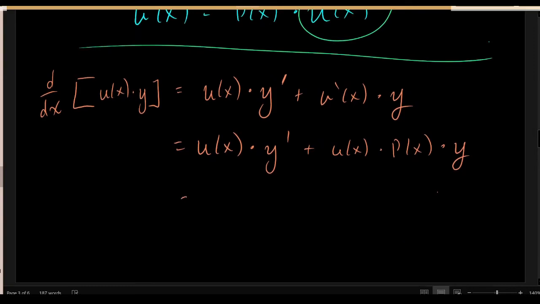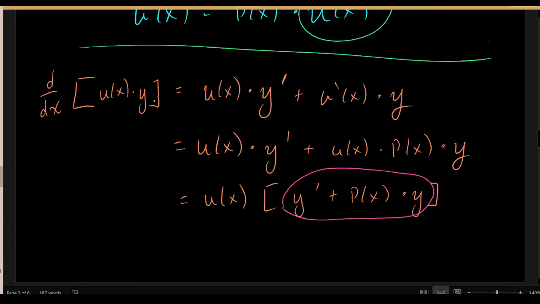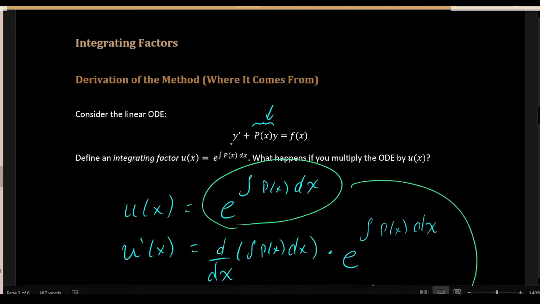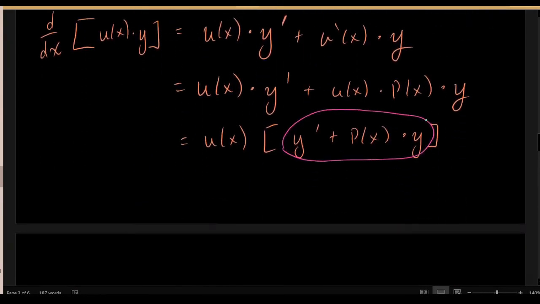Now, what happens if we factor u of x out of this expression? We get y prime plus p of x times y, which, amazingly, is the exact same thing as what we had on the left side of our differential equation, y prime plus p of x times y, which means that it must be equal to this function f of x on the right side of our differential equation. So I can rewrite this as u of x times f of x.